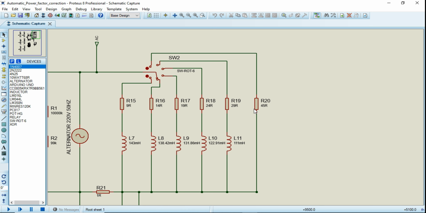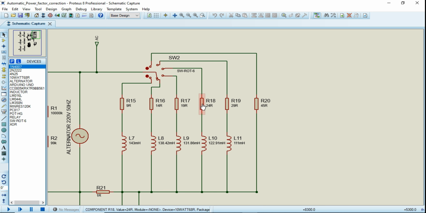Now, if we focus on these loads, this first load is pure resistive load having the value of 45 ohm. Second load has the value of 29 ohm, while it also has some inductance connected in series connection to this load. The value of inductance is 111 millihenry.